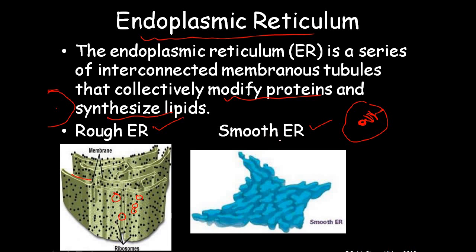The next is the smooth endoplasmic reticulum. This does not have ribosomes. It is without ribosomes, and it synthesizes carbohydrates, lipids and steroid hormones. So no ribosomes are embedded. It also helps in detoxification of the cell and storage of calcium ions. These are small functions of the smooth endoplasmic reticulum.